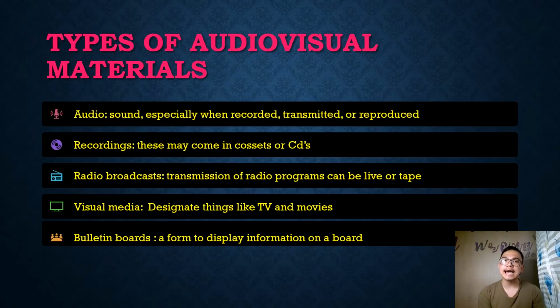There are many types of audio-visual materials. So the first is the audio. Audio is the sound, especially when recorded, transmitted, or reproduced. Recordings. This may come in cassettes or CDs. And radio broadcast. Transmission of radio programs can be live or tape.